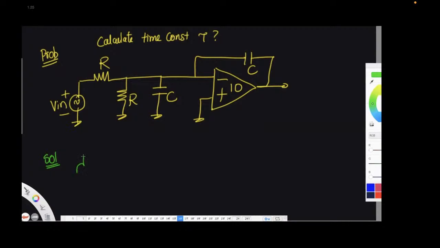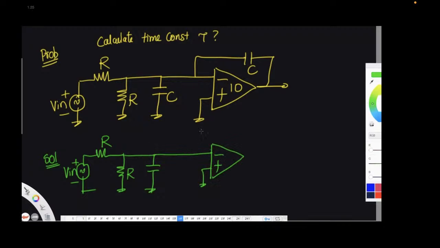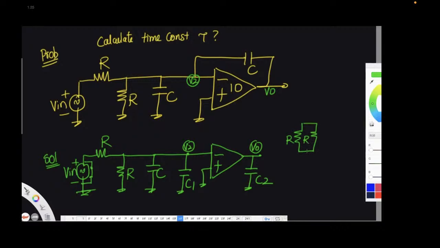So let's solve this problem. So we have V in here, R here, R here, C here. But there are no resistors at output side. So I told you this capacitor can be split into, suppose this is V2, V0, V2, V0, two capacitors, C1 and C2. Whenever you are calculating Thevenin's resistance, the voltage sources should be shorted. When you short, these two resistors will come in parallel. So finally, you have R parallel with R. And here you have C and C1 in parallel.